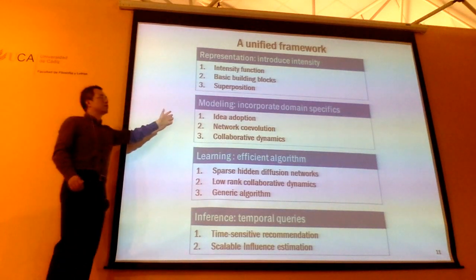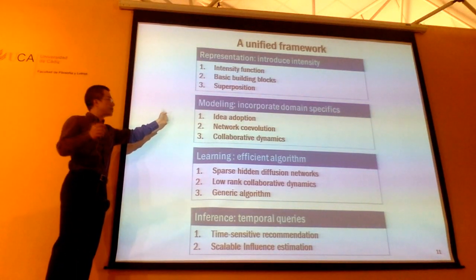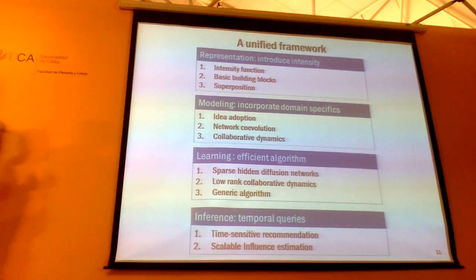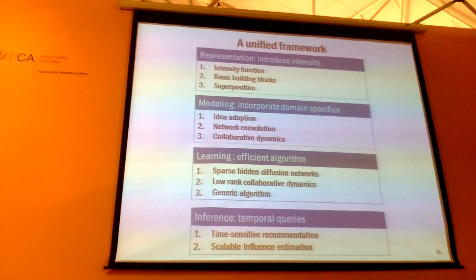And once we finish this basic building block, I'm going to use it to model these 3 scenarios I just mentioned: idea adoption, network coevolution, and collaborative dynamics. Of course, all these models invariably have some parameters in them. So what we want to do is estimate the parameters from the data. So in the third chunk of this tutorial, I'm going to talk about how we actually estimate the parameters from real-world data, real-world user activity data collected from the web.